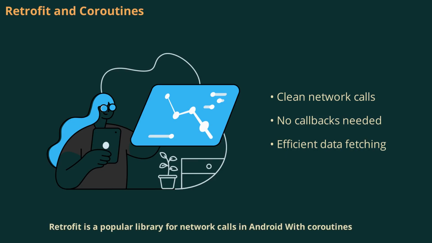Retrofit is a popular library for network calls in Android. With coroutines, you can make Retrofit requests in a clean, sequential style, without callbacks or complex threading. This makes your networking code easier to read and maintain, while still being highly efficient. Coroutines and Retrofit are a powerful combination for modern Android apps.